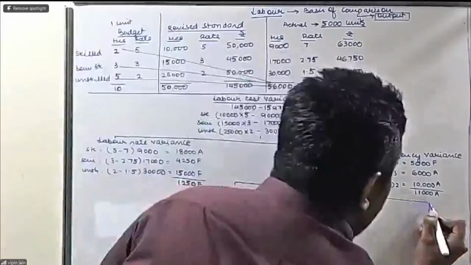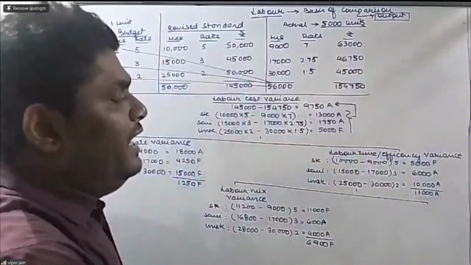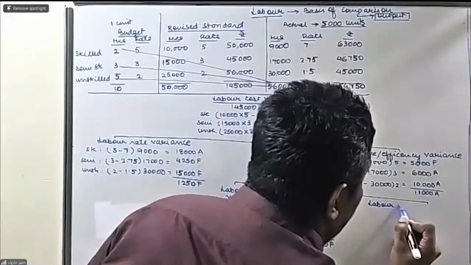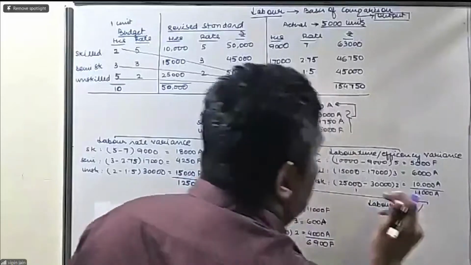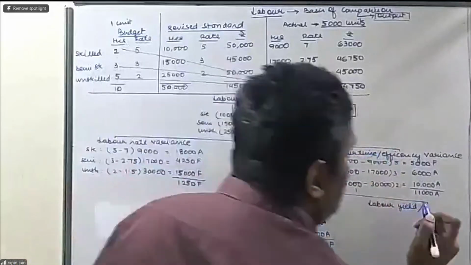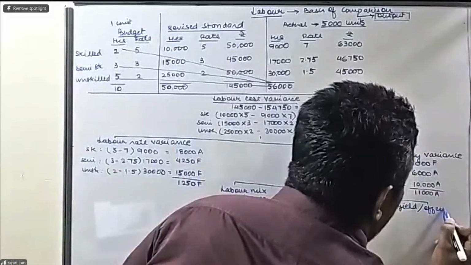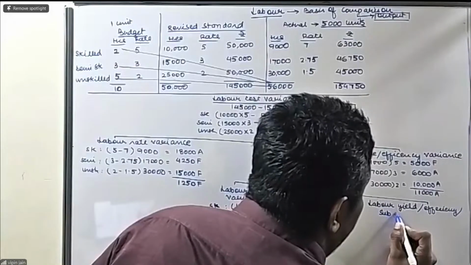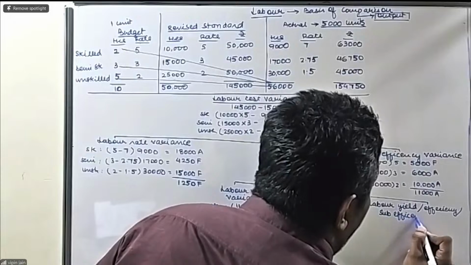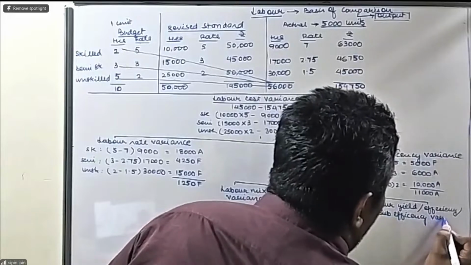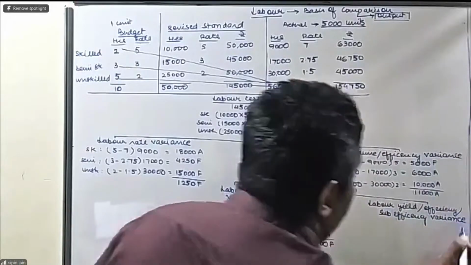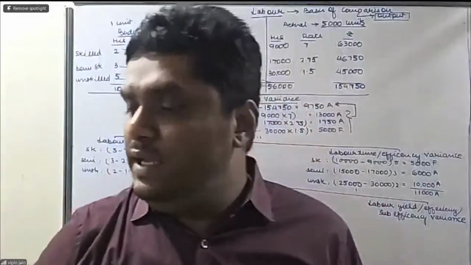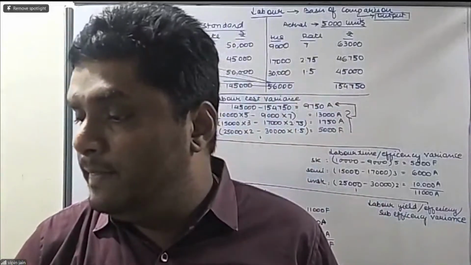Now herein we used to calculate material yield variance. So here also it will be labor yield, or if it is time, then we can call it efficiency, or sub efficiency. We can call it labor yield or efficiency or sub efficiency.